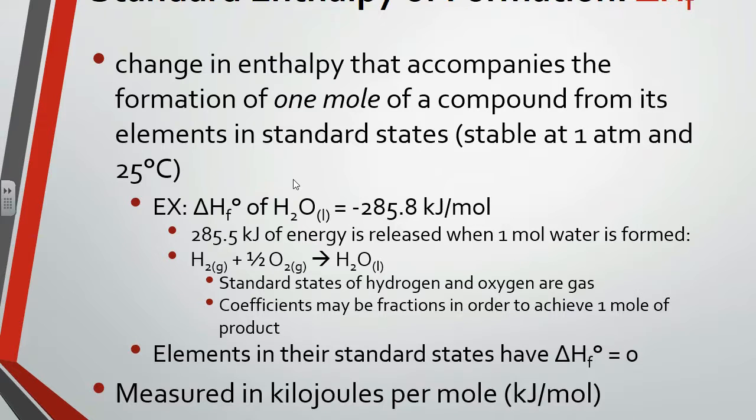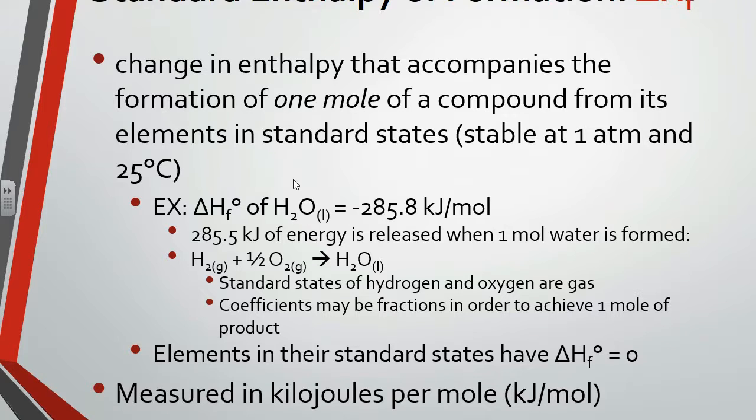So standard enthalpies of the elements are going to have a delta HF of 0, okay? And again, remember that these values are all in kilojoules per mole, and this is why we want to make sure that we put this product as just having 1 mole, whatever that is. Where does the 1/2 oxygen come from?